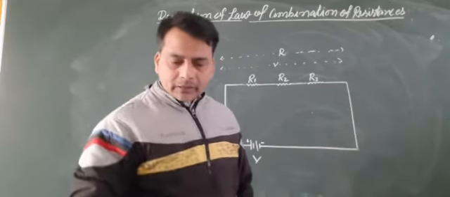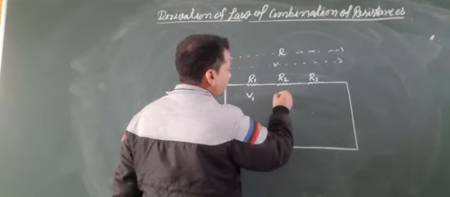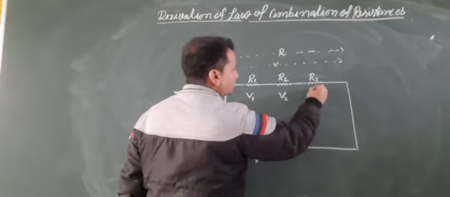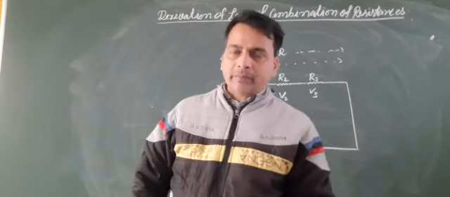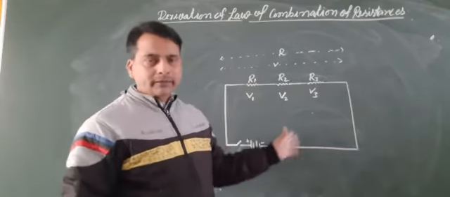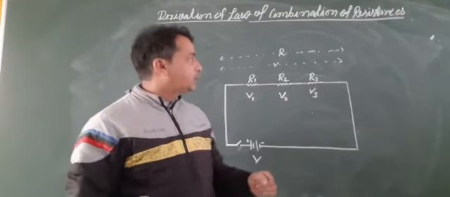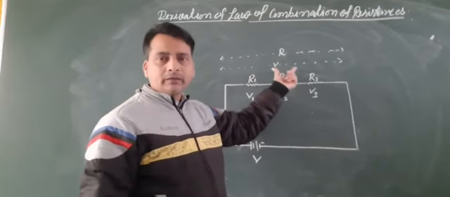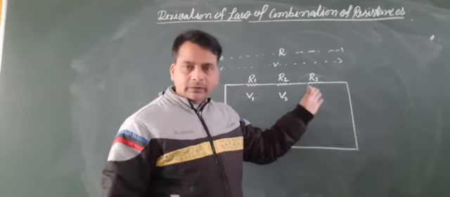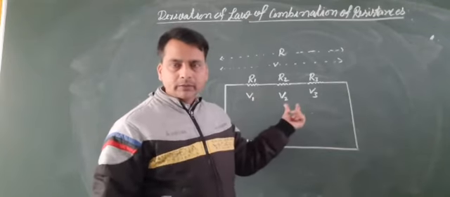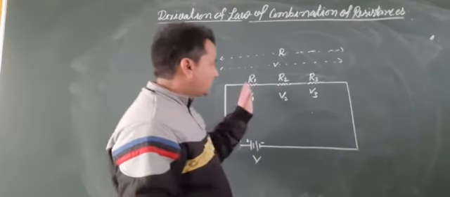And suppose the potential difference across each resistor is V1, V2 and V3. So three resistors are combined in series in a circuit, R1, R2, R3, with net resistance R and net potential difference V. The three resistors are joined in series because they are joined end to end.